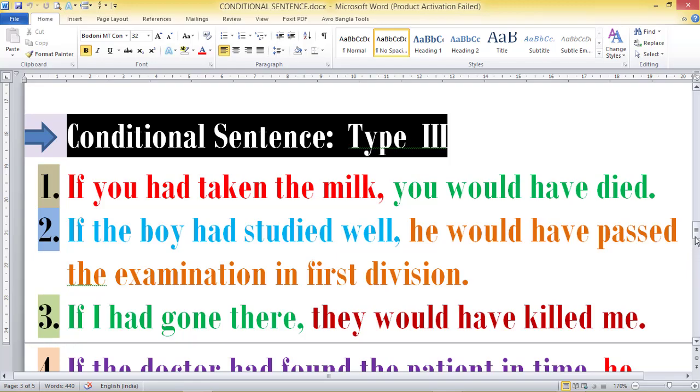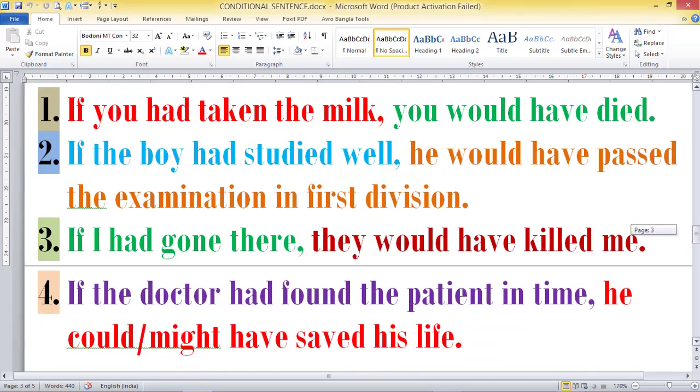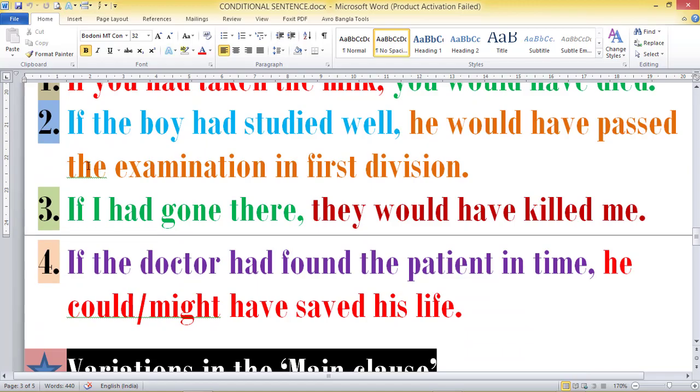Now let's go to the second sentence. If the boy had studied well, he would have passed the examination in first division. In the if clause, you observe past perfect tense has been used here, had studied, and in the main clause after the subject, would plus perfect infinitive, that is have plus the third form, the past participle form of the verb. So here also the tense is past perfect, the action is past, and the time also is past.